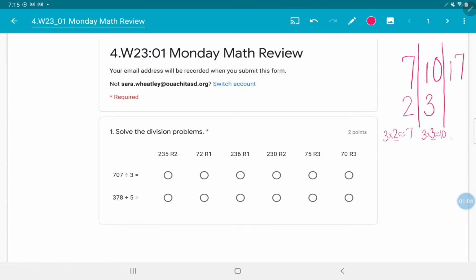Now I have 17 ones to divide into 3 groups. 3 times what gets me as close as I can get to 17 without going over. 3 times 5 is 15, so I would have 2 extra. My answer is 235, remainder 2.